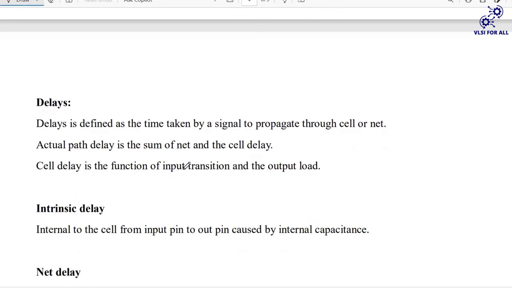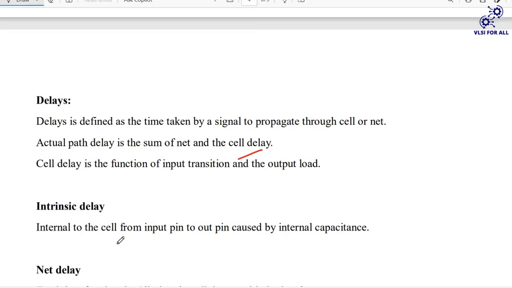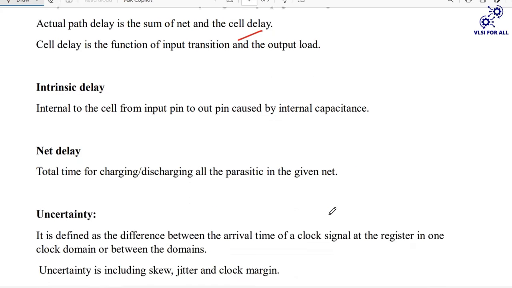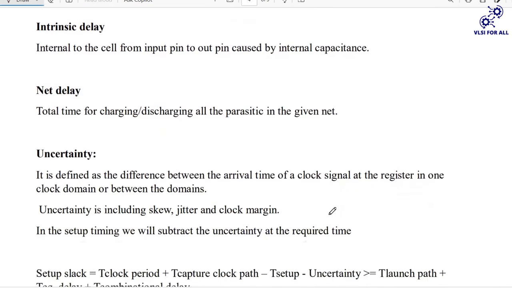What is the delay? The delay is defined as the time taken by a signal to propagate through a cell or a net. The actual delay of a path is the sum of net delay and cell delay. The cell delay is a function of input transition and output load. Intrinsic delay is internal to the cell, from input pin to output pin, caused by internal capacitance. The total time for charging or discharging all the parasitics in a given net is the net delay.